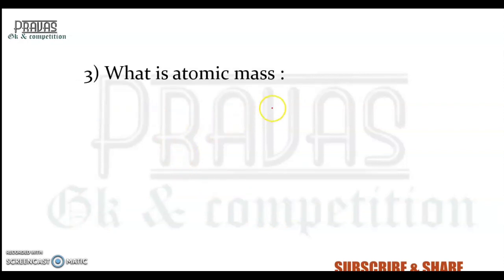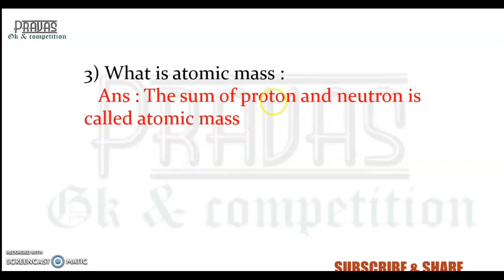What is atomic mass? The atomic mass is the sum of protons and neutrons. Only protons, it is called atomic number. Protons plus neutrons, it is called atomic mass. So the number of protons and neutrons combined is called atomic mass.